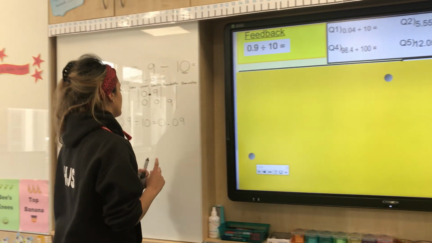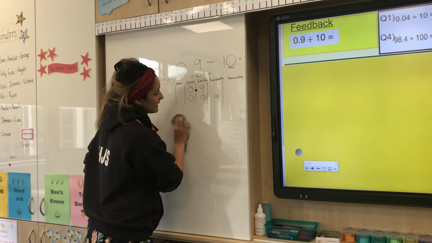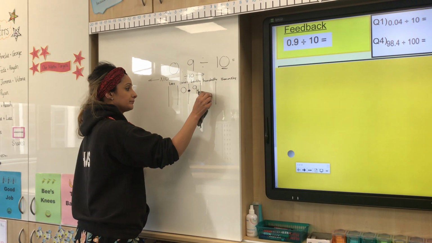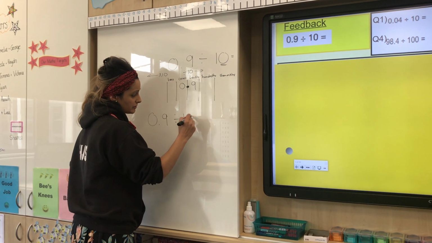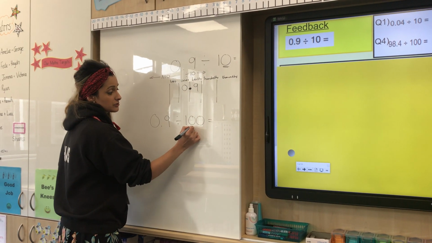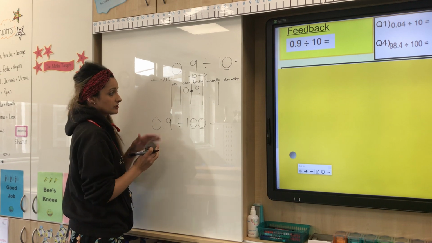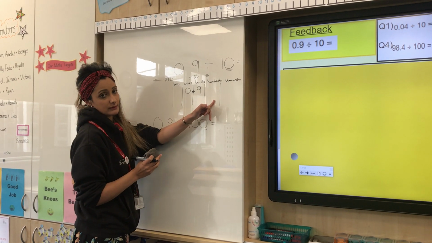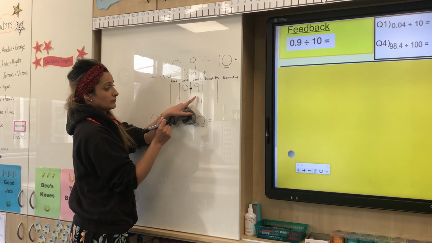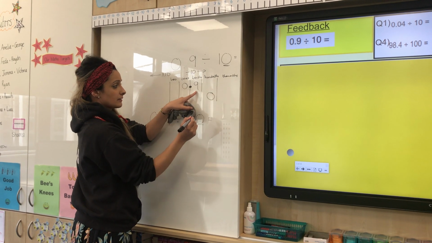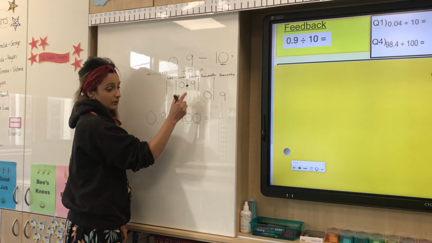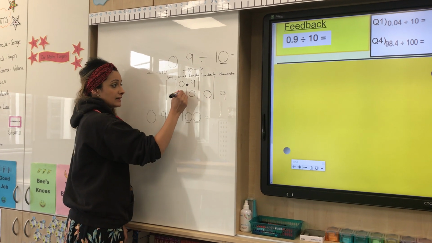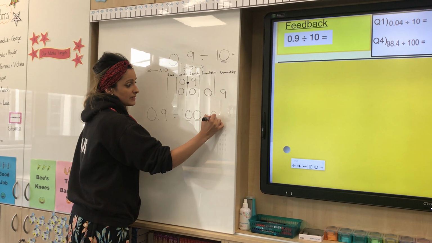So I may just recap on that and actually say to them, if I was going to do the sum here of 0.9 divided by 100, because there are now 2 zeros in the 100, we would move each number over twice. Okay? So the 0, 1, 2 would come here, the 9, 1, 2 would go here. And they would also need to put a place value holder in the tenths column and in the ones column. And your final answer would be 0.009.